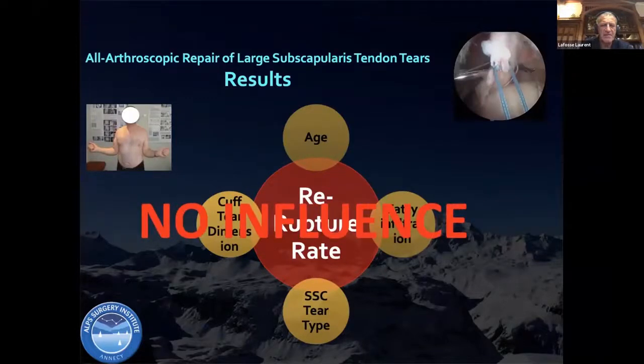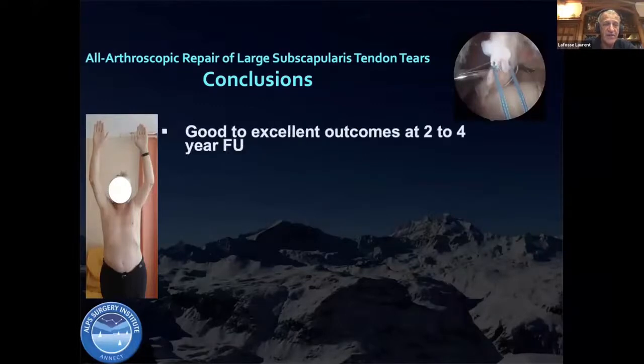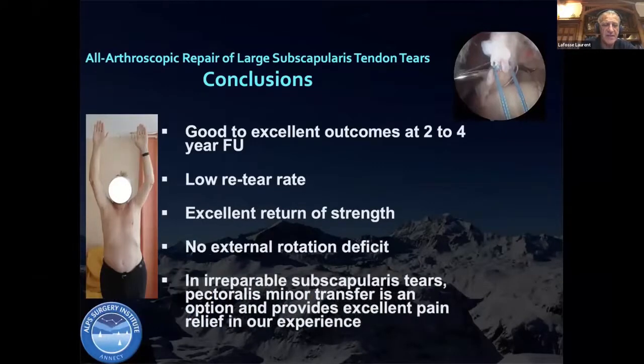So it's important to see that there is no very significant influence on that, but there is an influence of the fatty infiltration, because we don't have type 5 on this. So the conclusion is that we have good, excellent outcome, low retear, excellent return of strength, and no external rotation deficit if you release the plexus correctly.